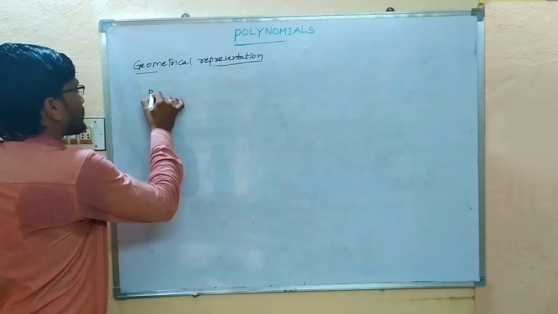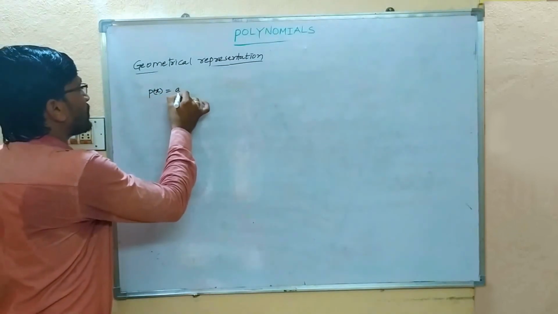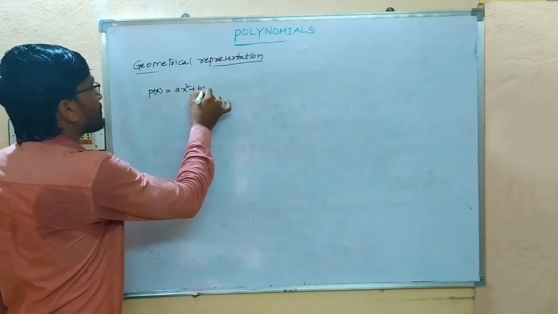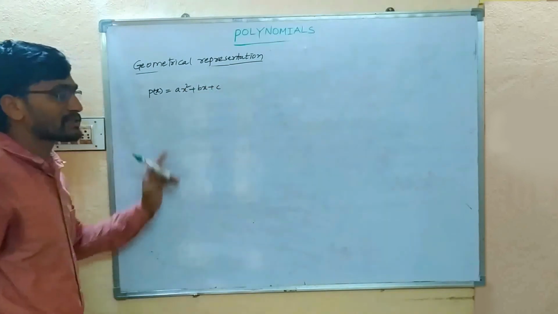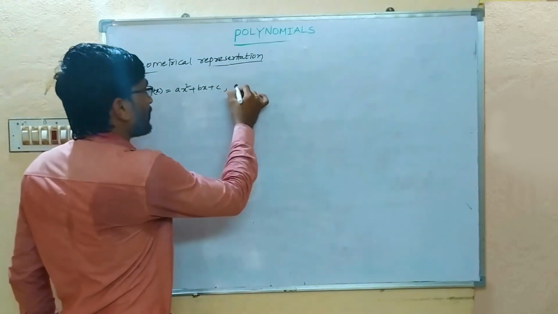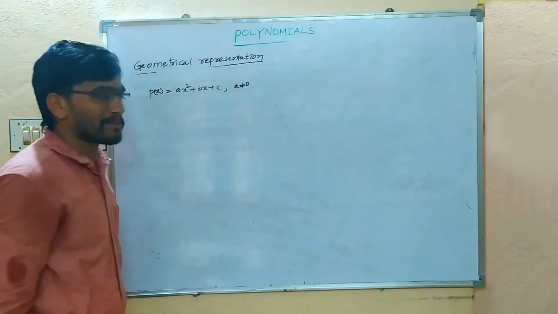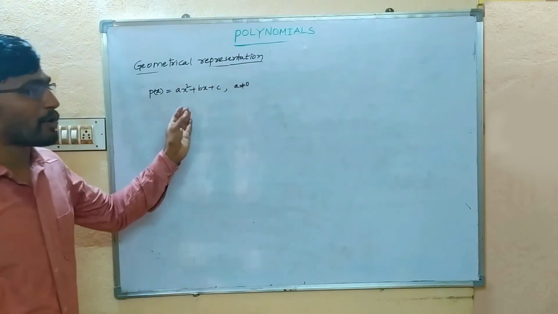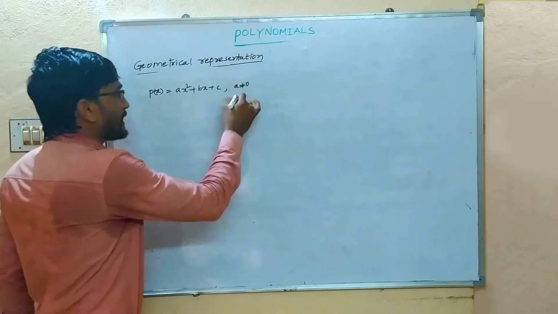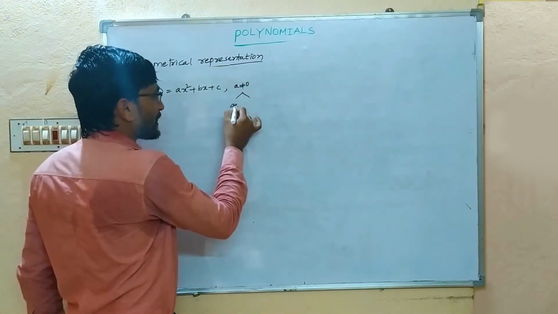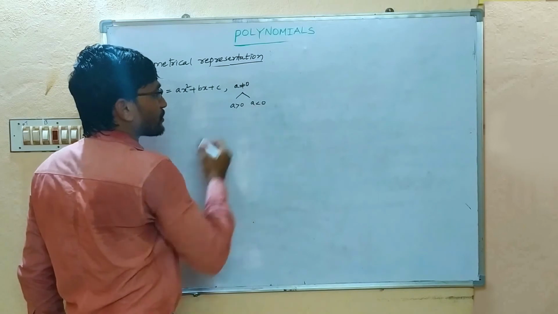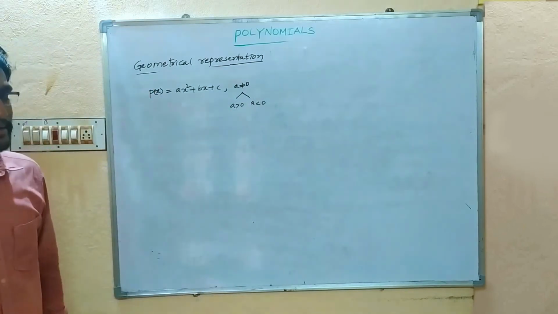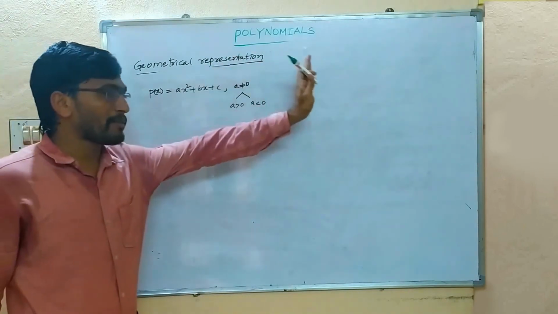We know the general form of a quadratic polynomial is p of x equal to ax square plus bx plus c, where a not equal to 0, and a, b and c belong to real numbers. Already we know the graph of a quadratic polynomial is a parabola. A not equal to 0 means either a greater than 0 or a less than 0.